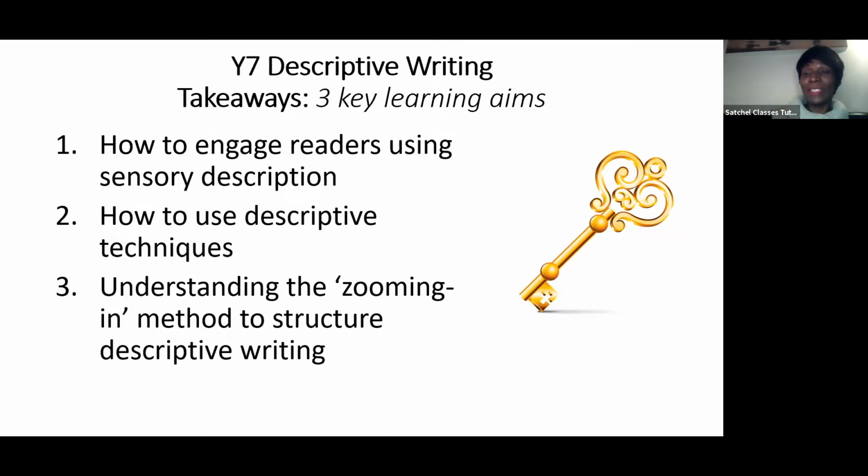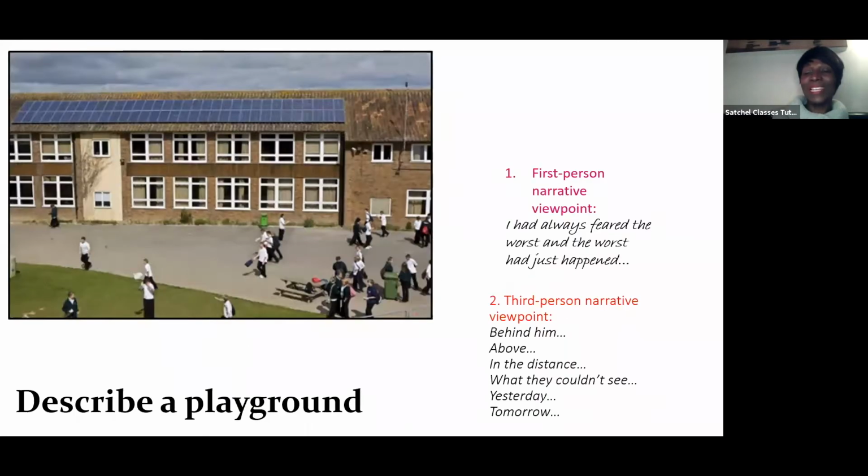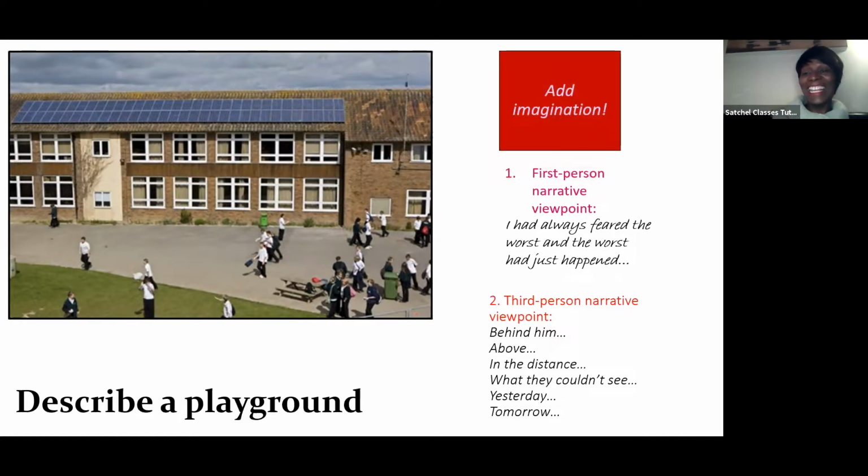Now, all of this is for a specific assignment. Describe a playground. So this is the image that we're looking at, but obviously you may not be given an image. You might just think about or be asked to describe a playground. And any piece of descriptive writing needs imagination. You need to add imagination to your description.